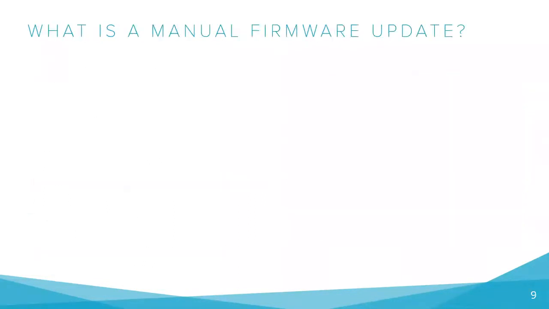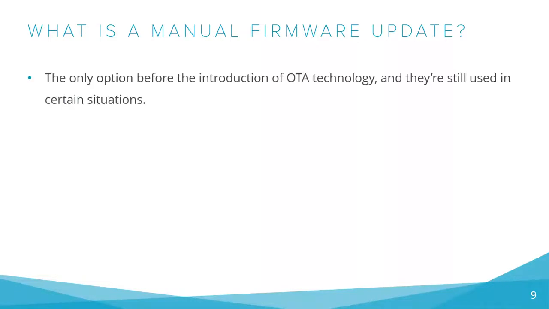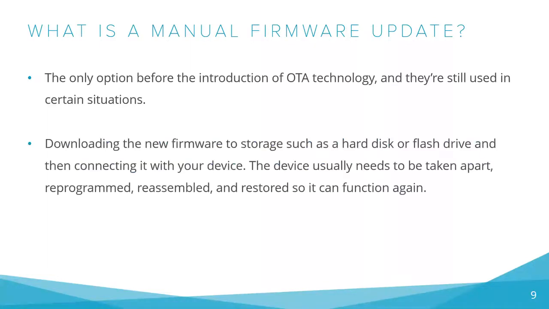Going ahead, we have like two types of firmware update. One is manual firmware update and another is the OTA firmware update. Let's first see what is manual firmware update. So manual firmware update were the only option before the introduction of OTA technologies, and they are still used in certain situations. Typically, manual updates involve downloading the new firmware to some storage device such as hard disk or flash drive and then connecting it with your working device. So device usually needs to be taken apart, it should be reprogrammed, then reassembled, and again it should be restored so it can function again.